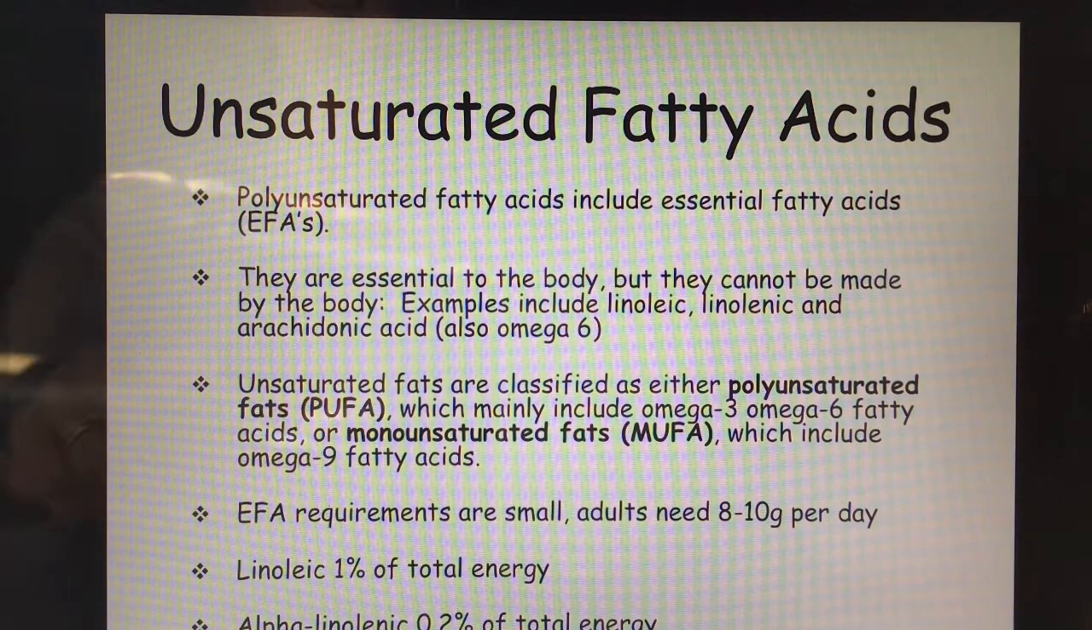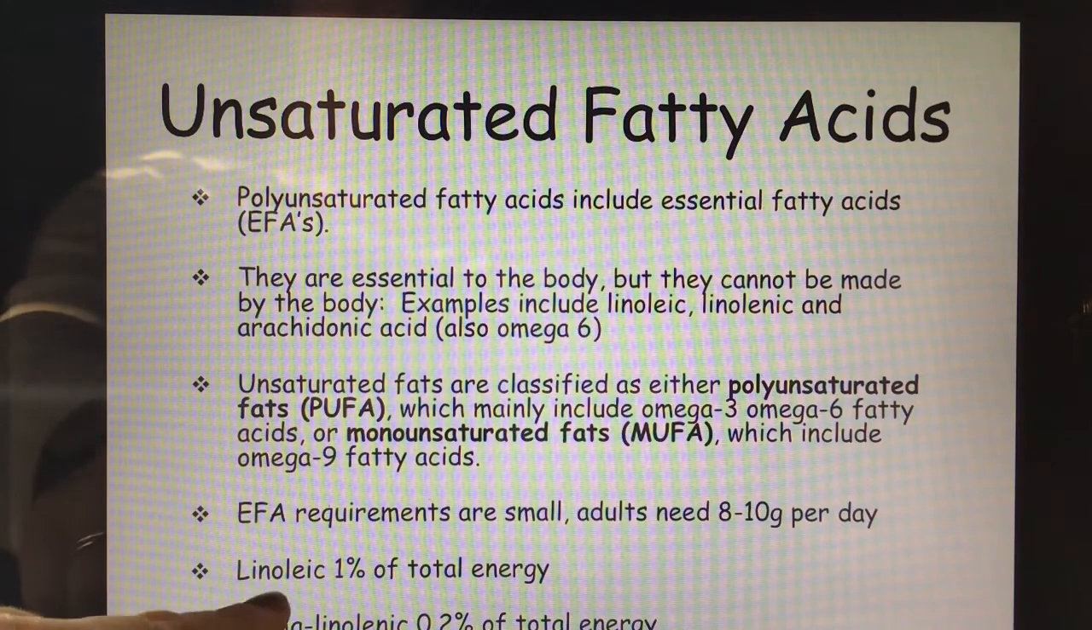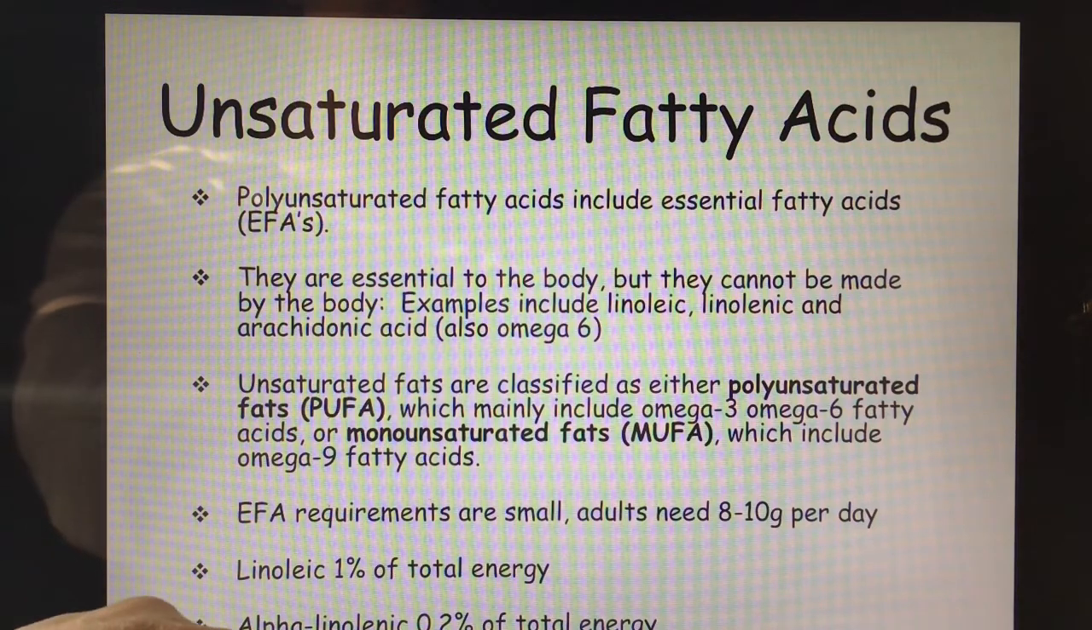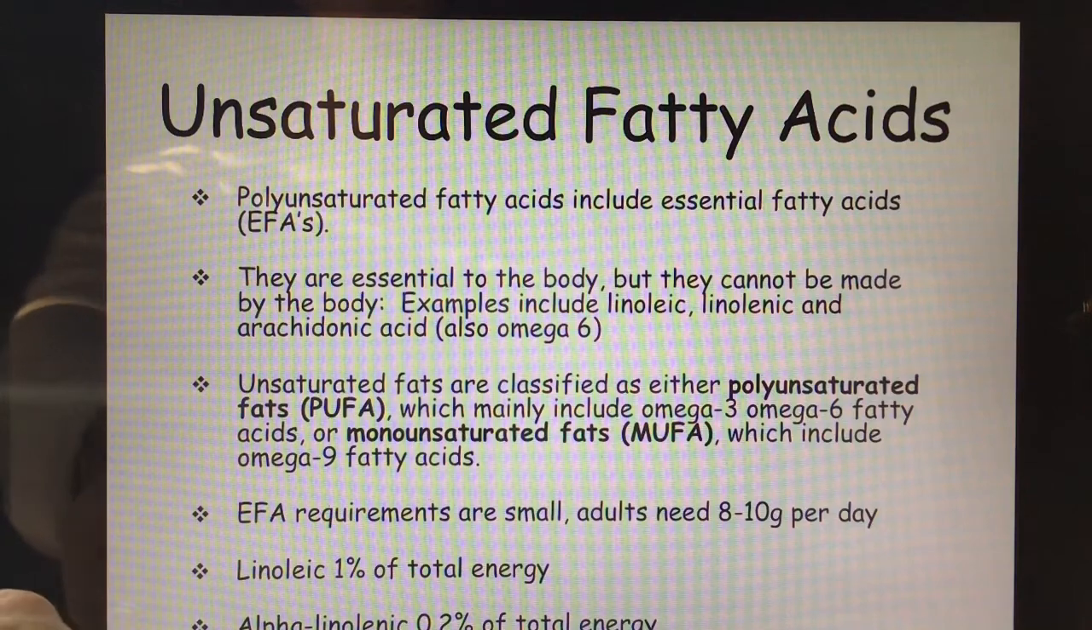Essential fatty acids, or EFAs, the requirement is small in adults. Adults only need 8 to 10 grams a day. Linoleic acid should make up 1% of the total energy that we intake per day, and alpha-linolenic 0.2% of total energy. So this is really the big essential fatty acid you need to be getting in, but it's only a small amount that you need.